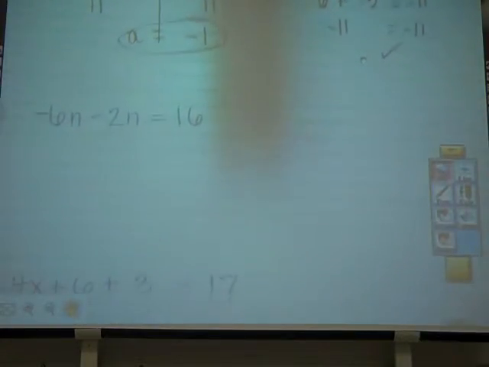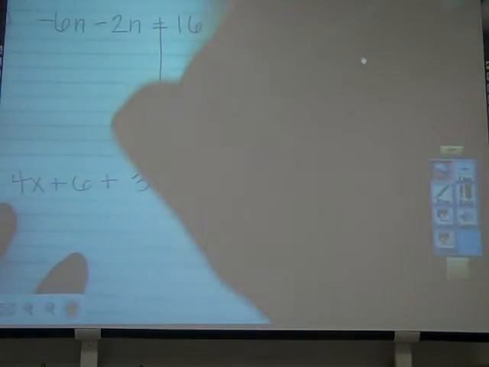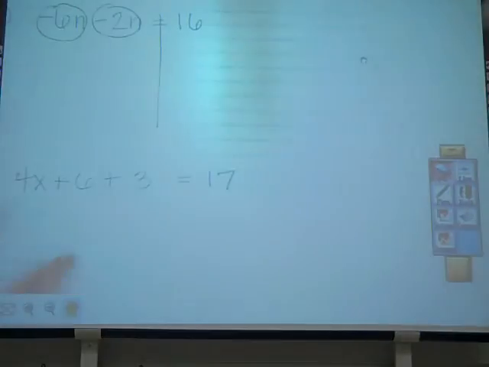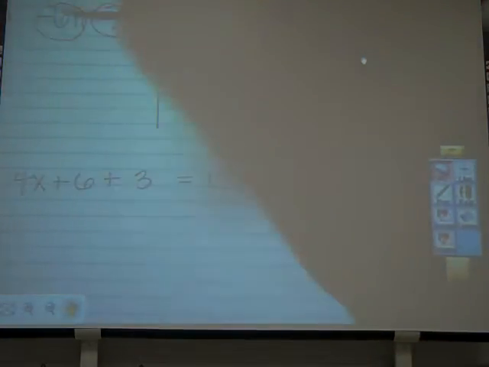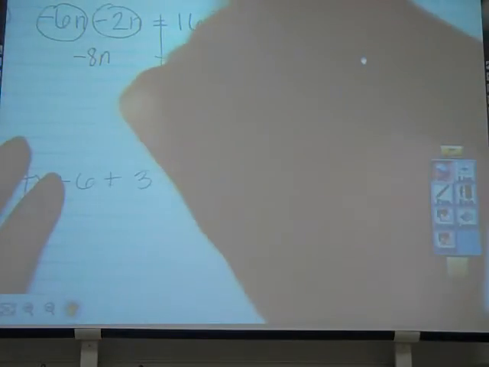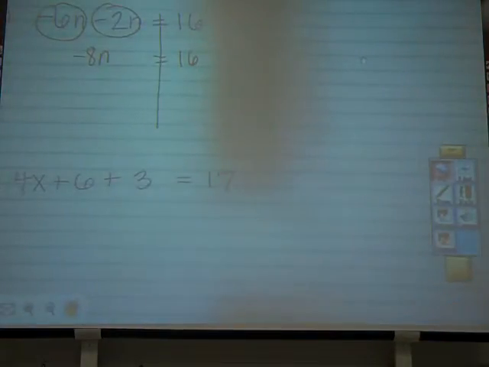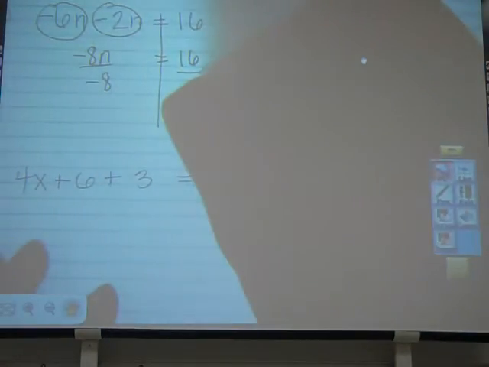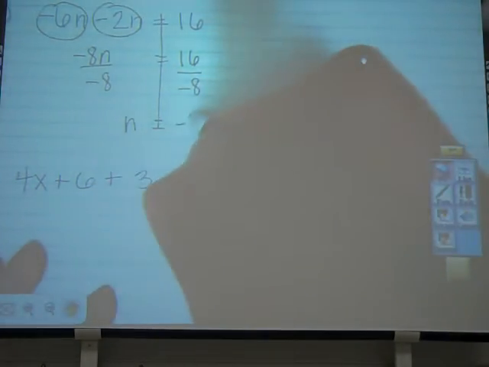All right, number 2. Draw your line, circle your variables. Notice they're on the same side of the equation, so we're going to combine them. Now watch, we have negative 6 plus negative 2. Negative 6 plus negative 2 is negative 8, which is equal to 16. Last step, divide both sides by negative 8. So n is equal to negative 2.